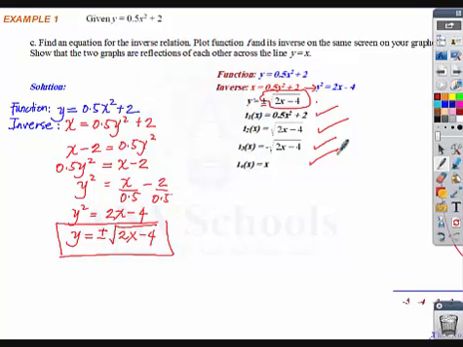And finally, we have the boundary or the line y is equal to x, where we define our mirrors, or we define reflections of the functions. So let's now see how this thing looks like, okay? By graphing on the same screen both the function and the inverse of its function.